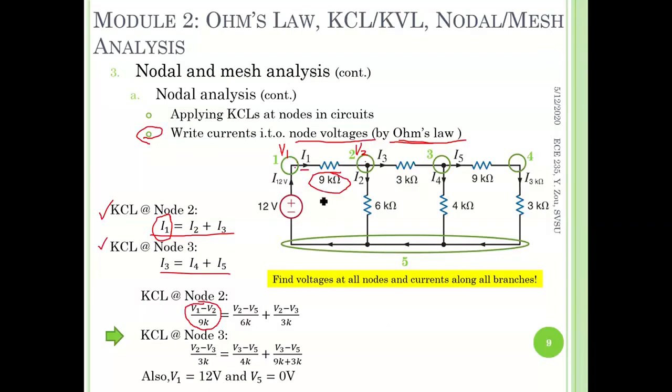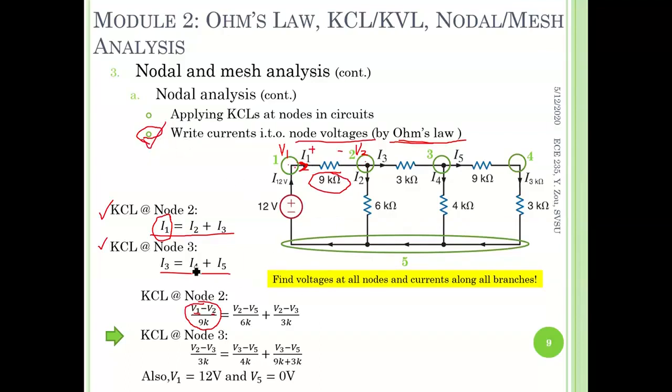But be very, very careful. You need to follow the I1 direction here to write this voltage equation numerator. In other words, I1 is flowing from node 1 towards node 2. Therefore, in the numerator, it must be V1 minus V2. Current is flowing from the higher potential towards the lower potential. This is a very, very important tip when you rewrite the currents in the second step here.